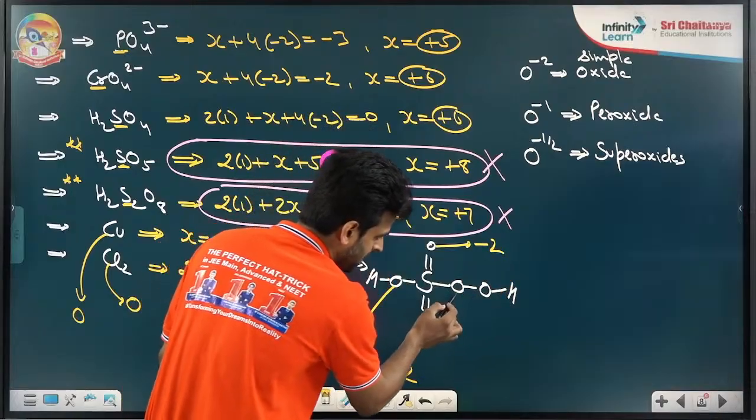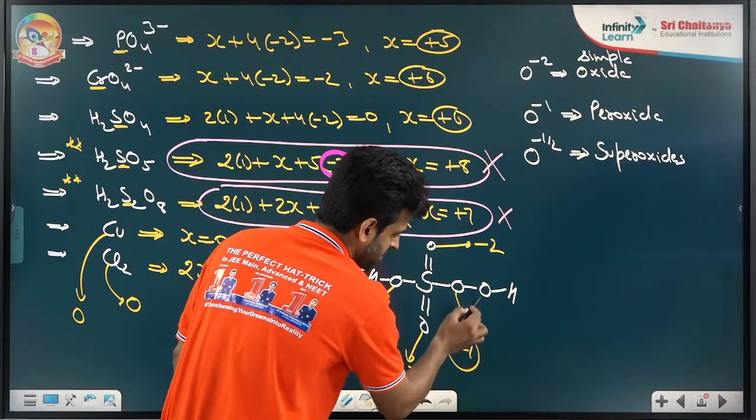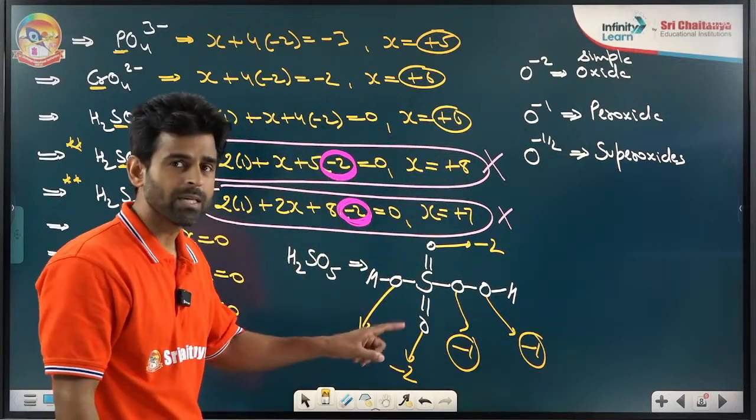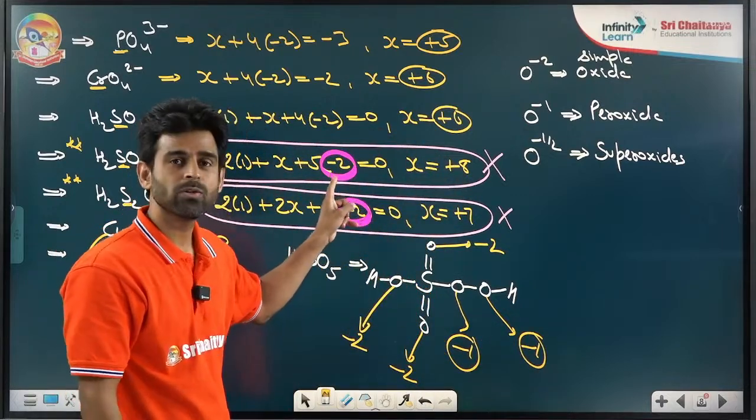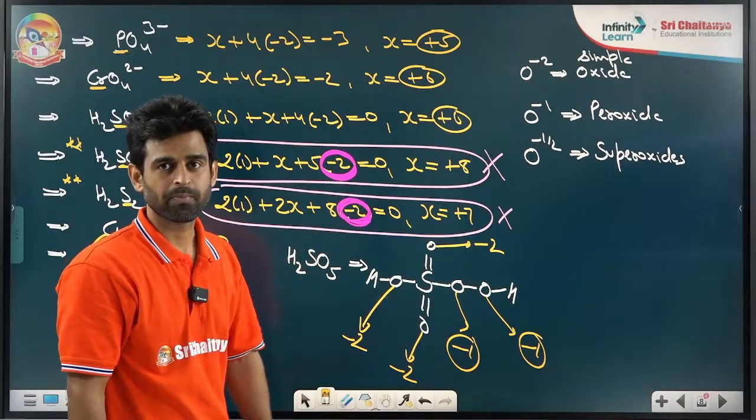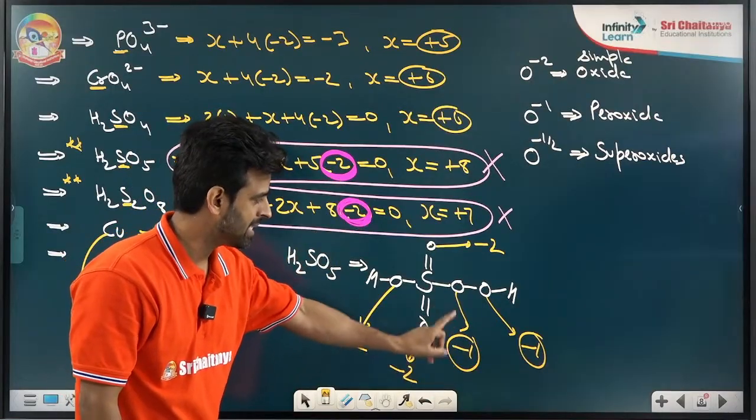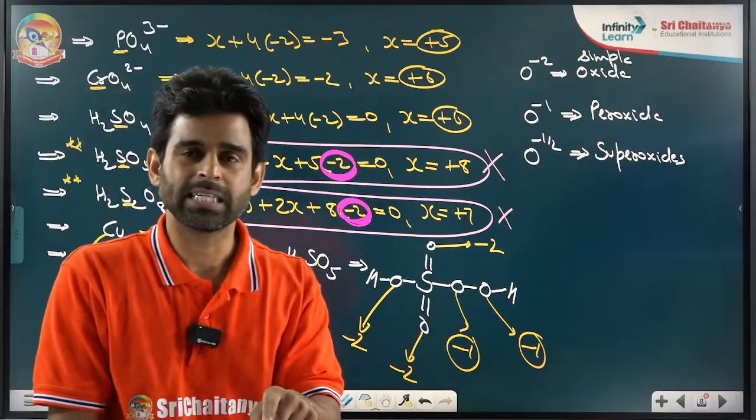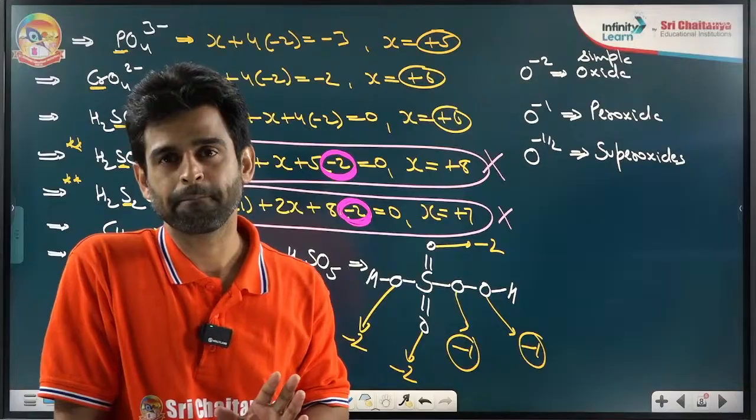But this oxygen is not -2, but how much? -1. This oxygen also how much? -1. But in the formula you have seen, we put every oxygen as what? -2. But the structure is telling us that these two oxygens are not -2. These are -1. That's why the formula gave us the wrong answer.